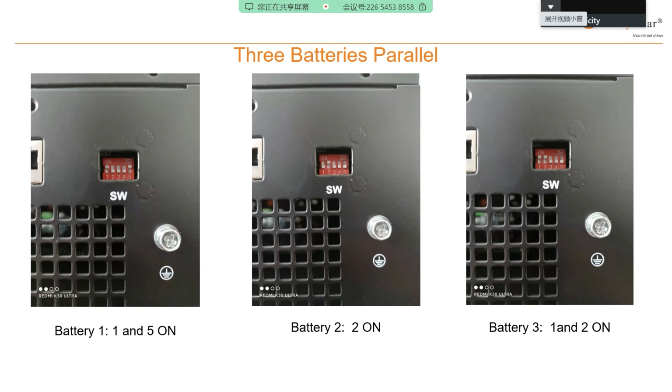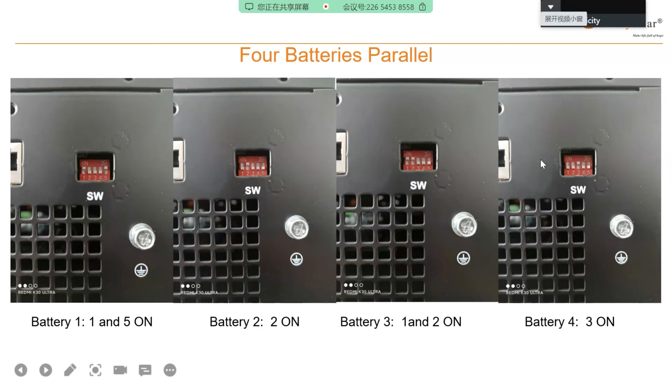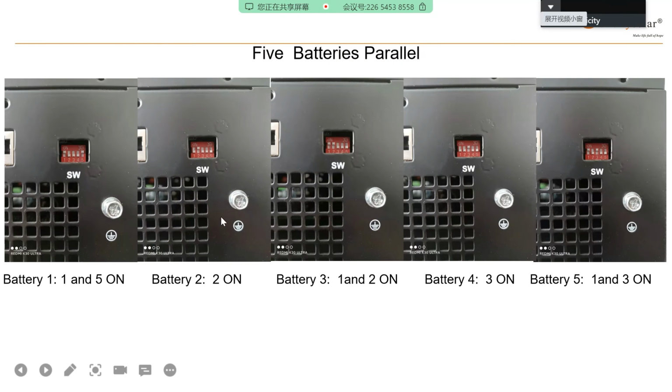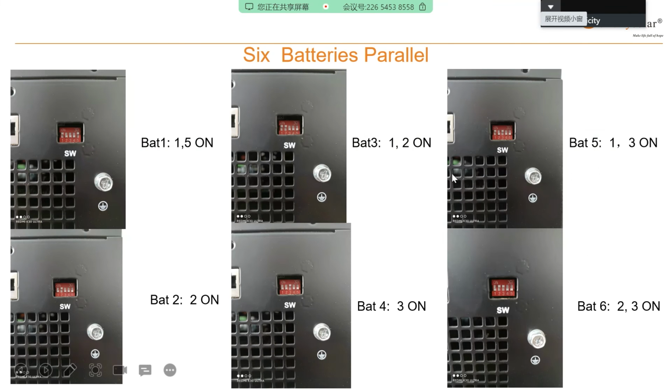Okay, this is the third piece. Sorry, 3 pieces. For 3 batteries in parallel: 1 and 5, 2, and 1 and 2. This is 4: 1, 5, 2, and 1, 2, and 3. Okay, you can have a look at this part. And this is 6 pieces: 1, 5, 2, 1, 2, 3, and 1 and 3. Okay, this is the 5 piece and this is the 6 piece. So you can follow this.